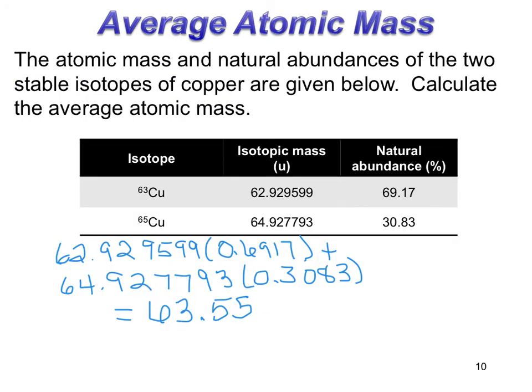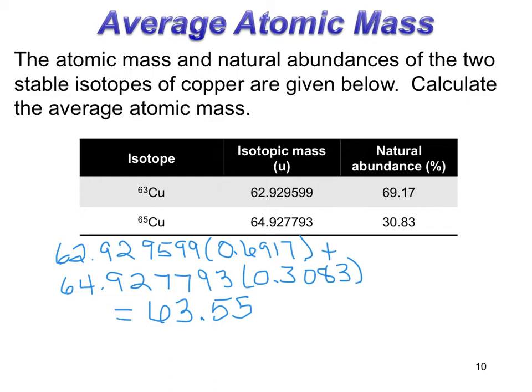Again, here's an example of the two major isotopes of copper: copper-63, with an isotopic mass of 62.929599 and a natural abundance of 69.17%, and copper-65, which has an isotopic mass of 64.927793 and a natural abundance of 30.83%.